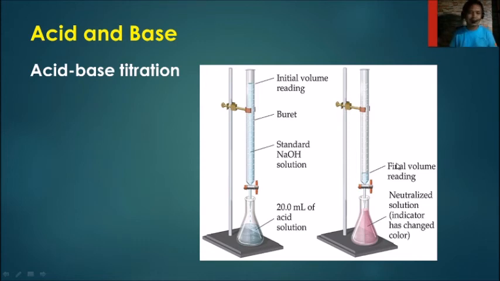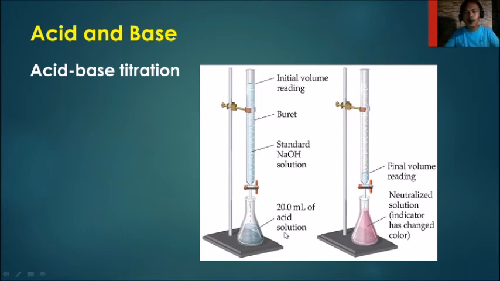Kapag nalaman na natin yung volume nung unknown solution at saka nung standard solution na nandito sa burette, madali na natin malalaman kung ano ang magiging concentration ng unknown solution. So, ulitin ko lang po, yung standard solution natin, yung base na nakalagay dito sa burette, tapos ito namang acid, yung unknown solution na nakalagay dito sa tube.